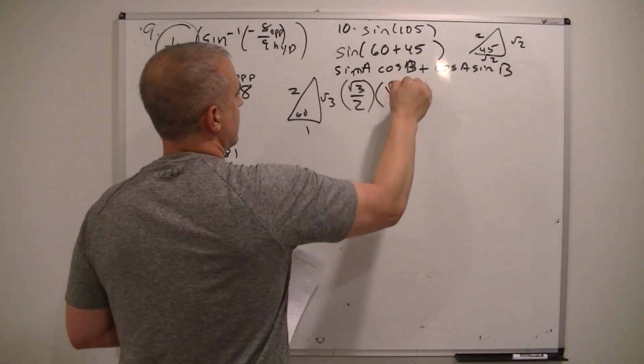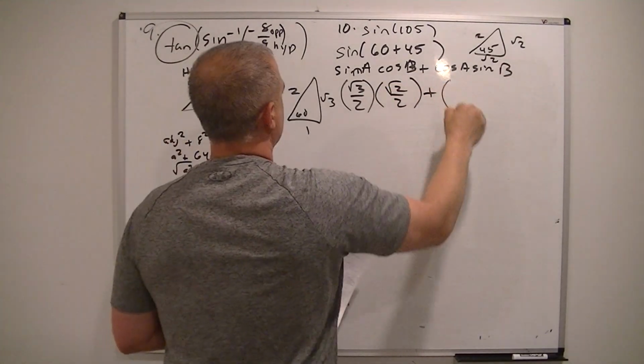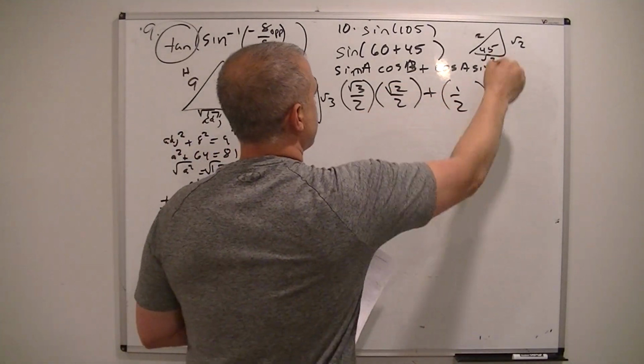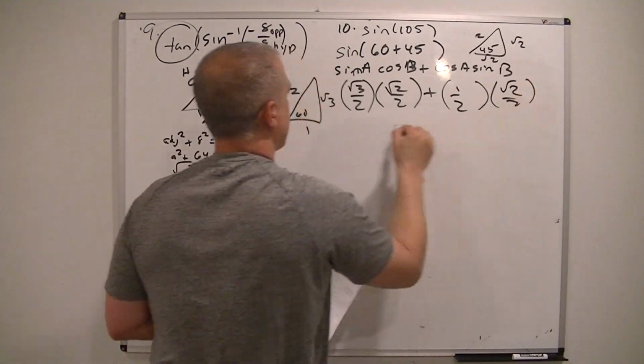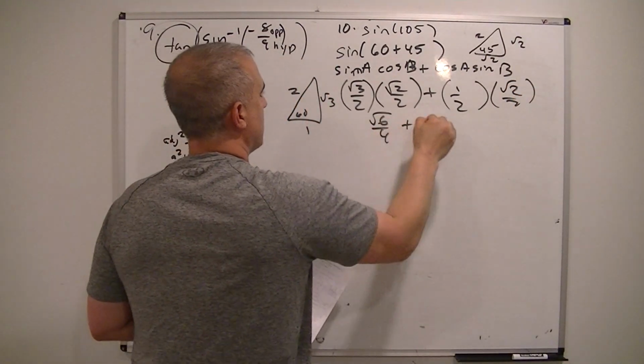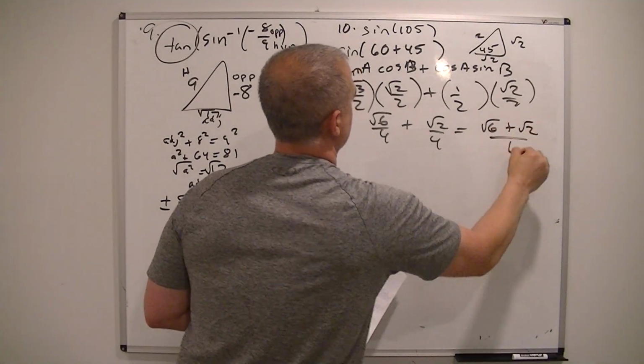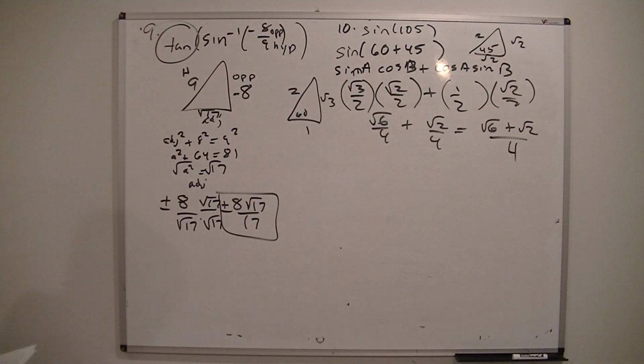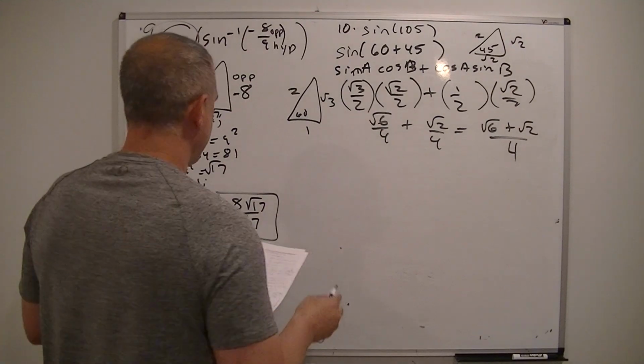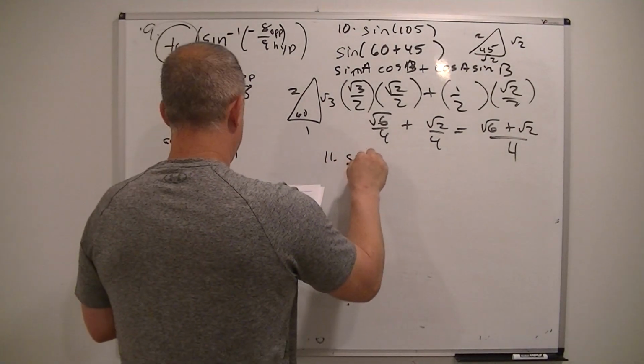Okay, so it'd be square root of 2 over 2. Cosine of that one would be a half. Sine of that one would be that. So what I got is square root of 6 over 4 plus square root of 2 over 4, which just gives me that. Okay? All right, find the exact value of sine of 15 degrees.